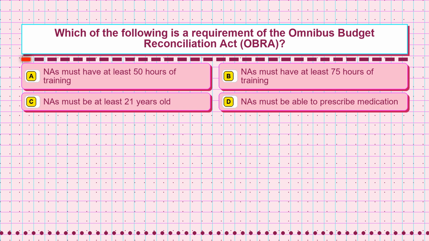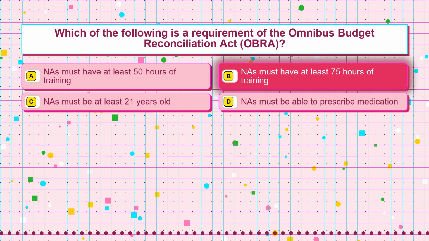Question 21. Which of the following is a requirement of the Omnibus Budget Reconciliation Act, OBRA? Option A, NAs must have at least 50 hours of training. Option B, NAs must have at least 75 hours of training. Option C, NAs must be at least 21 years old. Option D, NAs must be able to prescribe medication.